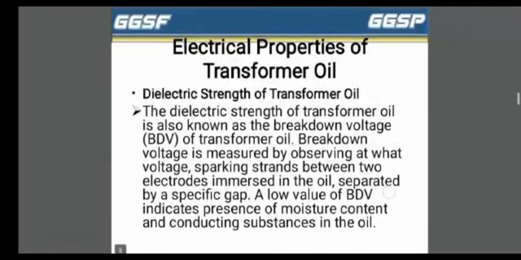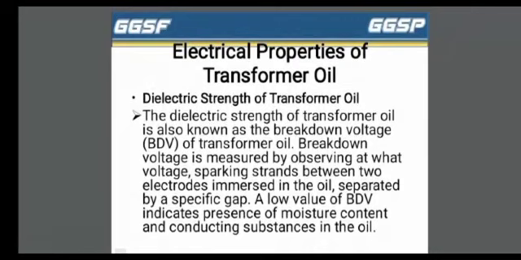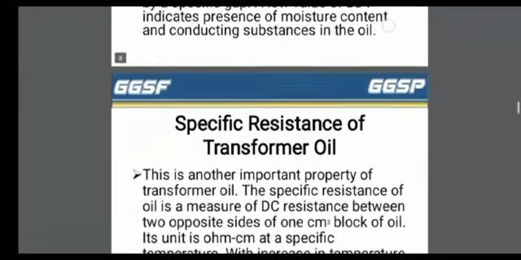Electrical properties of transformer oil. Dielectric strength of transformer oil. The dielectric strength of transformer oil is also known as the breakdown voltage, BDV, of transformer oil. Breakdown voltage is measured by observing at what voltage sparking starts between two electrodes immersed in the oil, separated by a specific gap. A low value of BDV indicates presence of moisture content and conducting substances in the oil.